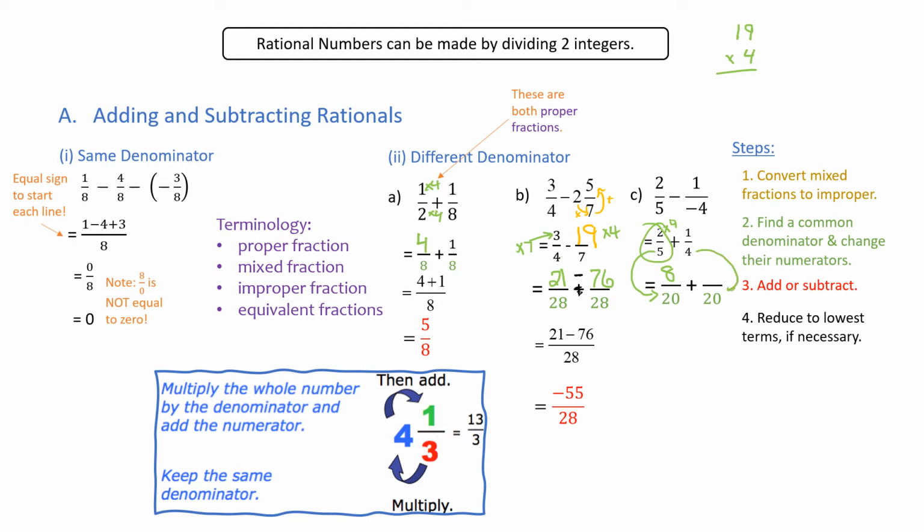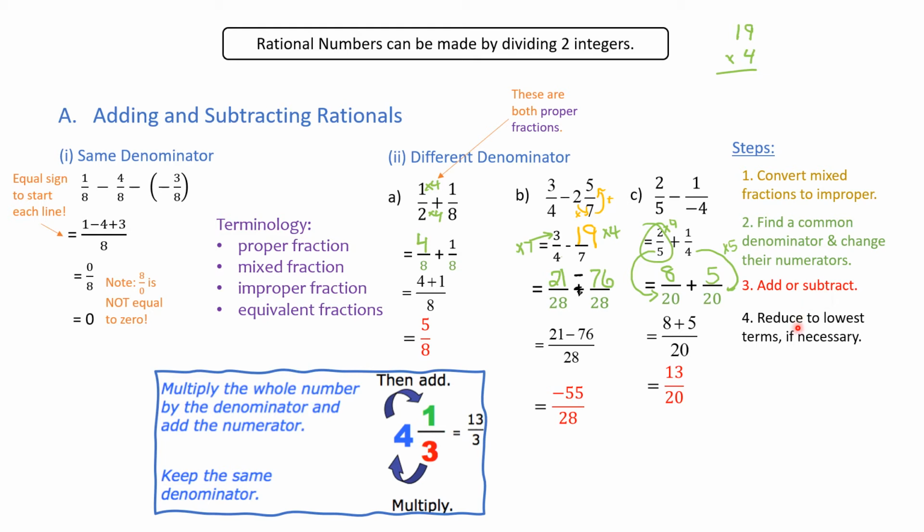To get from a 4 to a 20, we multiply by 5. We do the same to the numerator, and we have a 5 there. So now we can put it all over one denominator. We don't need two pieces anymore. We can push them together into one denominator, and we're on step 3, add or subtract.